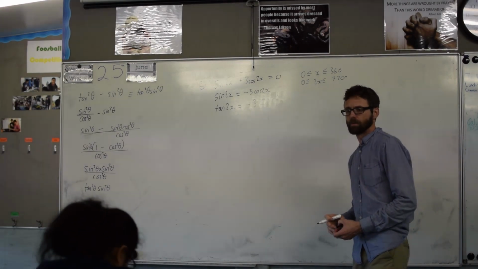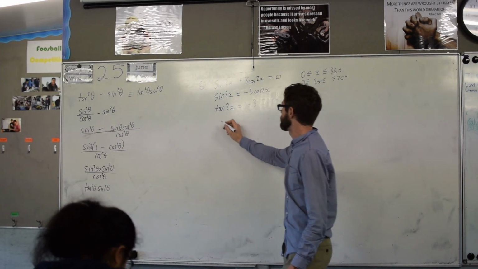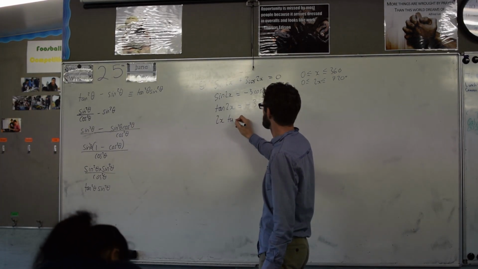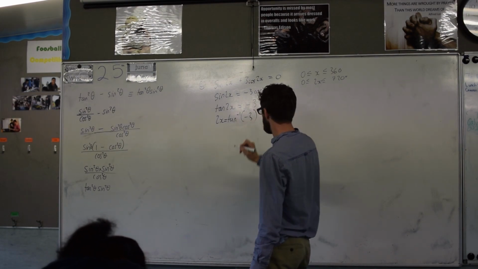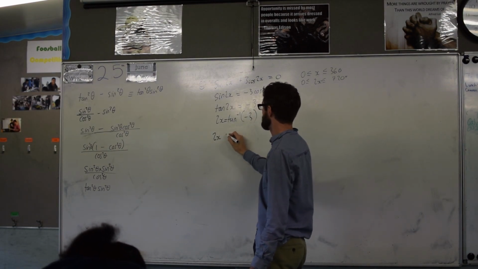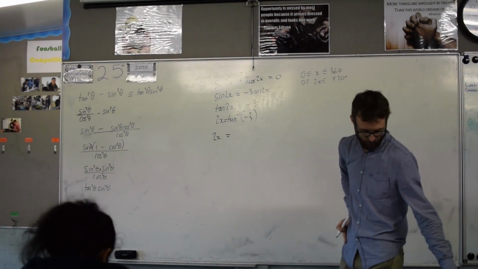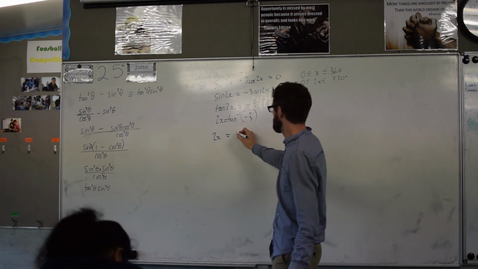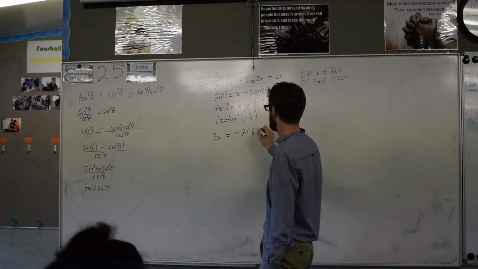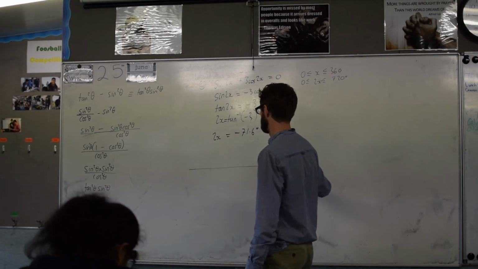Is that all good? Pretty good with that. Okay. So therefore 2x is equal to the inverse tan of minus 3. So 2x equals, now what's our value there? Negative 71.6 is our principal value. So we need to look at our graph now.